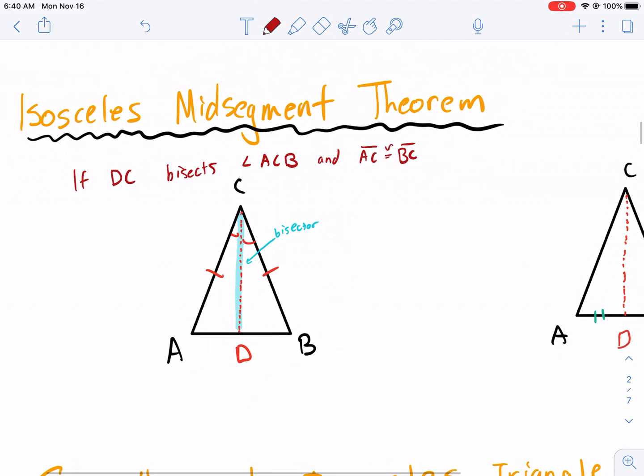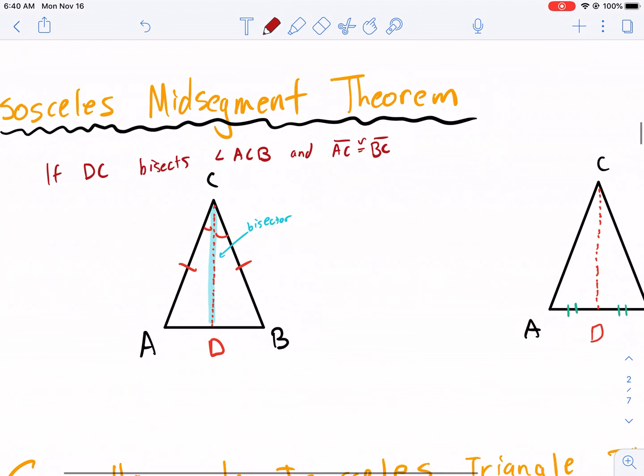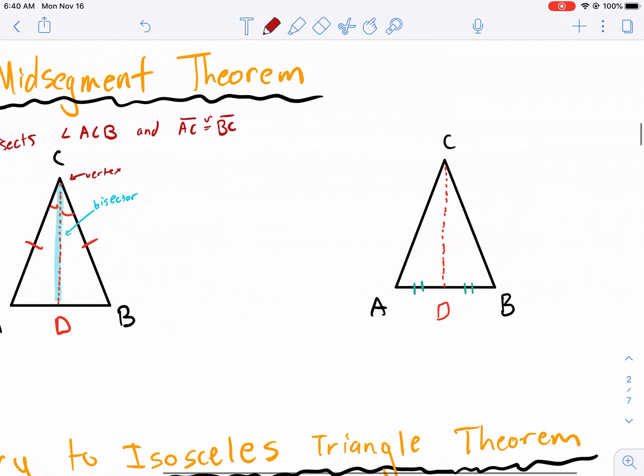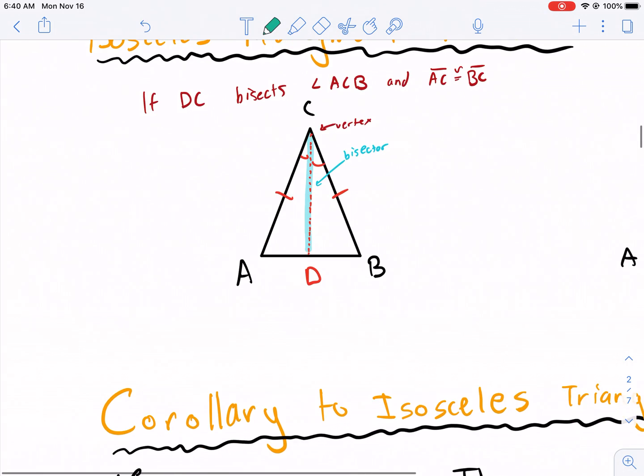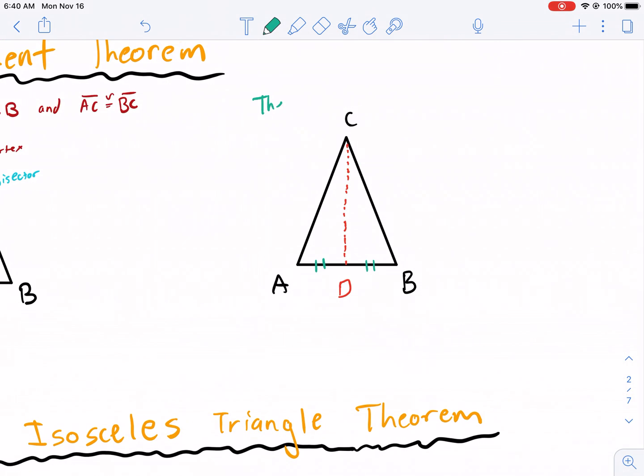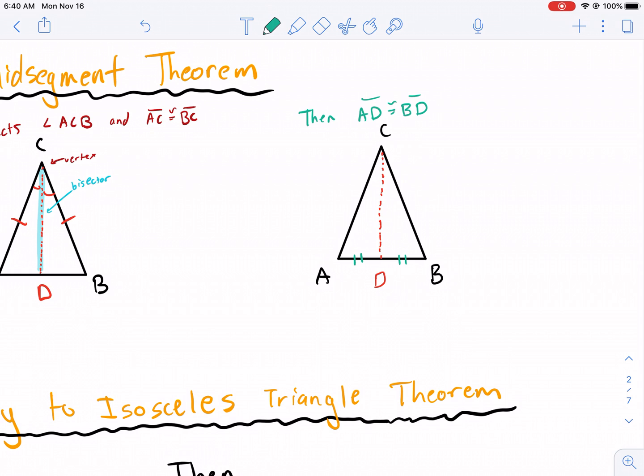But so we know that it bisects the angle, the vertex angle. Okay, so again, that's the vertex. And that it's an isosceles triangle. Then we know that, did I write if? Yes, I did. Then we know then AD is congruent to DB. Or let's call it BD. Let's be consistent. So there we go. It splits that into two equal parts also.